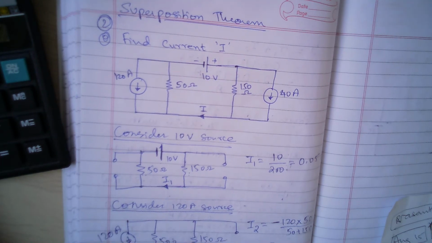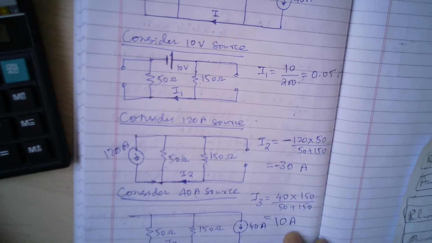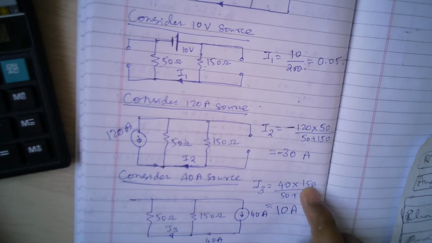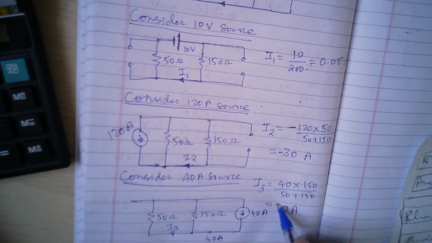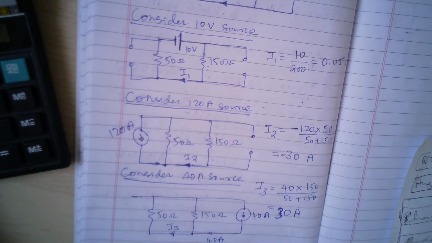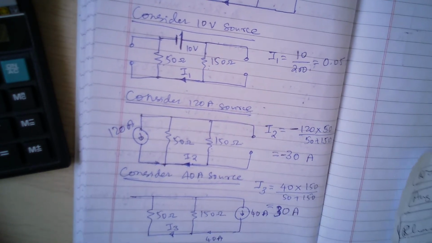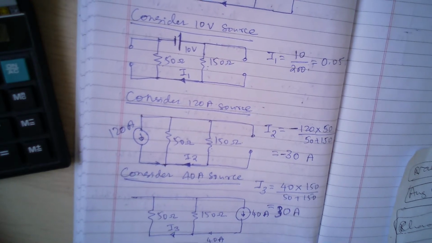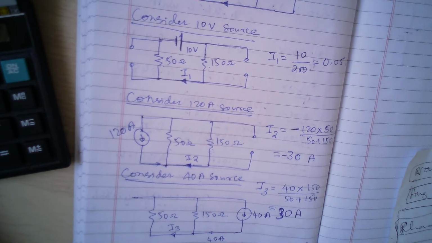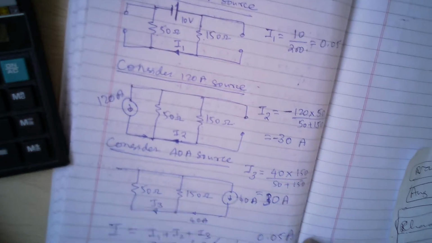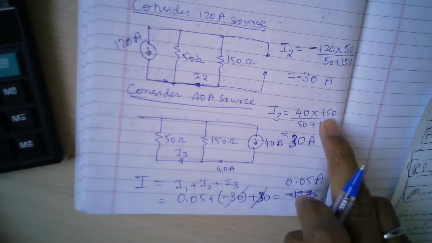Yeah, I'm sorry, I made a calculation mistake here. 40 into 150 by 200 is actually 30 again. So this is 30. So this will be 30, and these two will cancel out each other, and finally the answer will be 0.05 amperes. So just make this correction. There was a simple calculation mistake here.